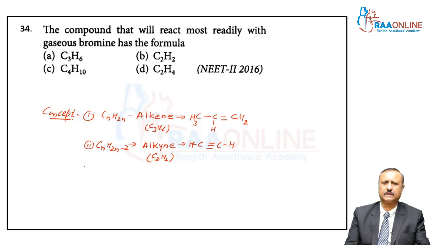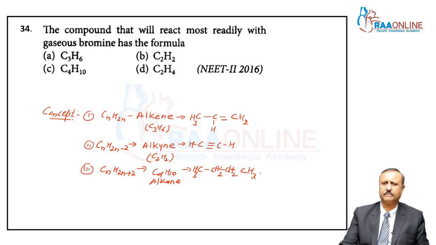Now when we see the third compound, that is C4H10. My dear students, its general formula is CnH2n plus 2. It's an alkane. So the structural formula of this alkane is 1, 2, 3, 4. Here CH3, here CH2, you can get here CH2, then you can get here, my dear students, CH3. In this way you can see here 1, 2, 3, 4. C4H10, you can form this C4H10.